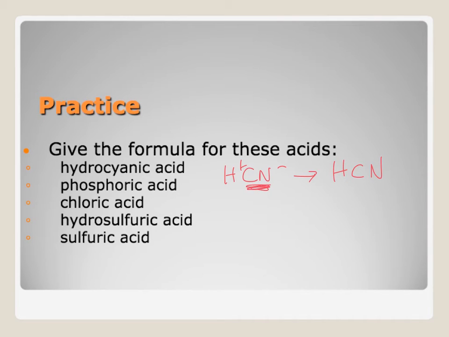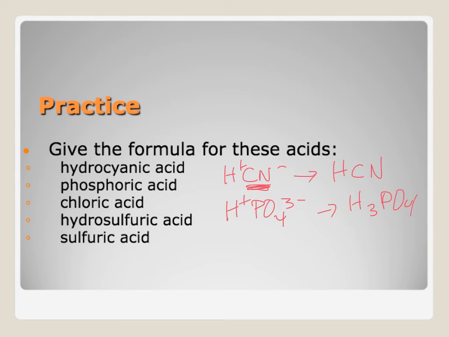Phosphoric acid. Is there a hydro in the front? No. There's no hydro in the front. So we want to look for that ate ion. So phosphate. We look that up. Phosphate, and then with the H plus. And how many H pluses do we need to cancel out the 3 minus? That's going to become H3PO4.